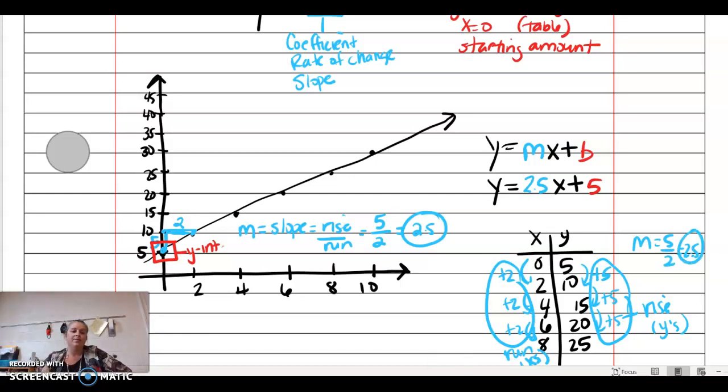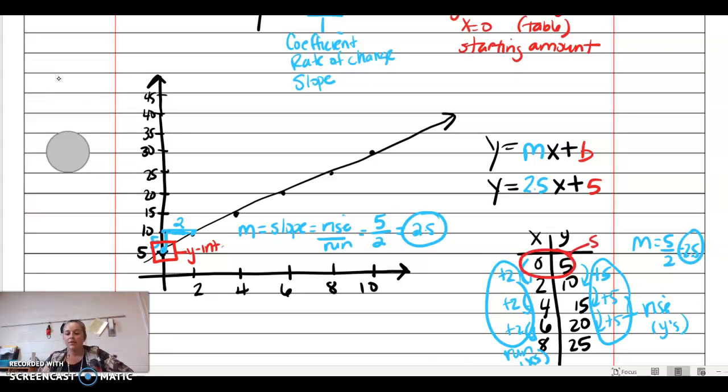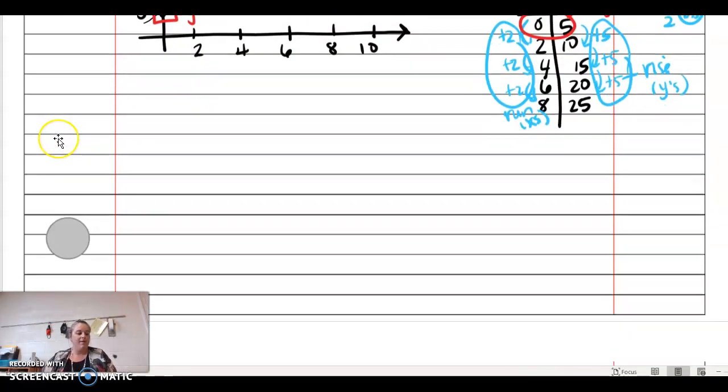And my y-intercept was here at the start. Y-intercept, or when x was 0. Okay, so we're going to practice again. Let's say I give us a horizontal table.